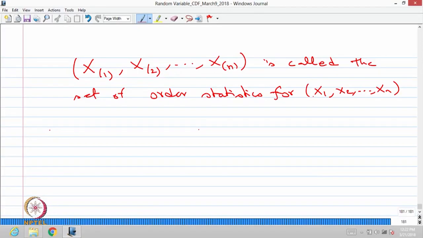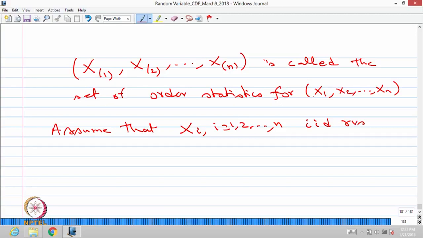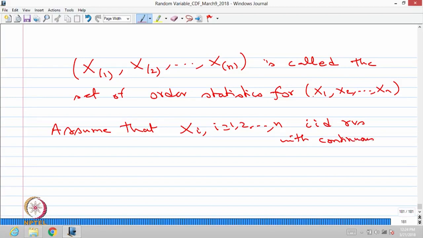We will go for some important results on order statistics. For that, I am going to make the assumption: assume that the random variables Xi, i equal to 1 to n, are IID random variables. We have already given the definition of IID, that means each random variable has the same distribution and all the random variables are mutually independent, therefore they are called IID random variables, with continuous type, that means all the random variables are of the continuous type as well as IID.